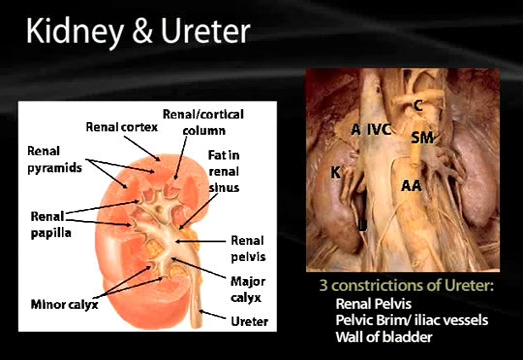There's three constriction points of the ureter which you need to know about. One will be when the renal pelvis narrows into the ureter proper. Then there's the pelvic brim, when the ureter crosses the iliac vessels. And then again at the wall of the bladder, when it passes through the bladder on a tangent, which will act as a functional sphincter for the ureter.